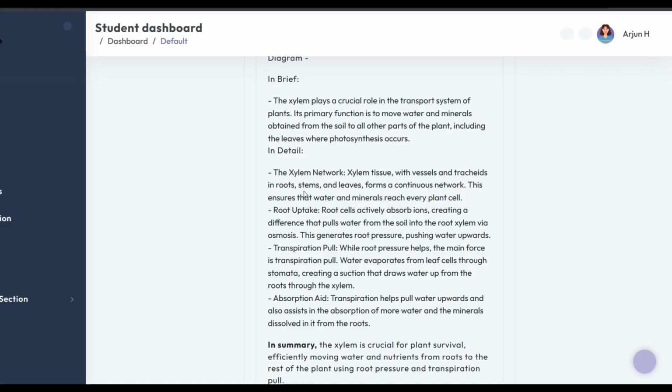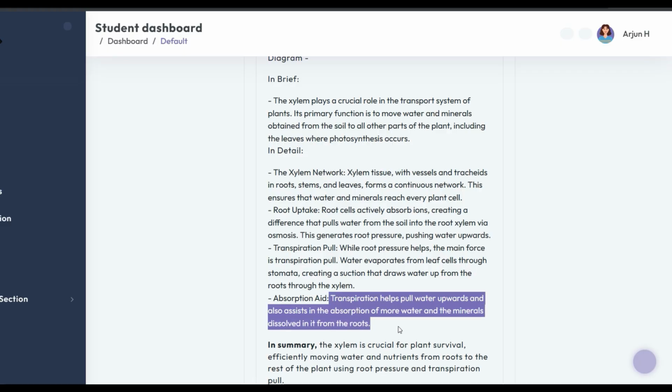Now, how does this movement happen against gravity? First way is root uptake. Root cells actively absorb ions, creating a difference that pulls water from the soil to the root xylem via osmosis. This generates root pressure, pushing water upwards. Does it make sense? Now, this too. We have transpiration pull. While root pressure helps, the main force is the transpiration pull. Water evaporates from the leaf cells through stomata, creating a suction that draws water up from the root through the xylem.